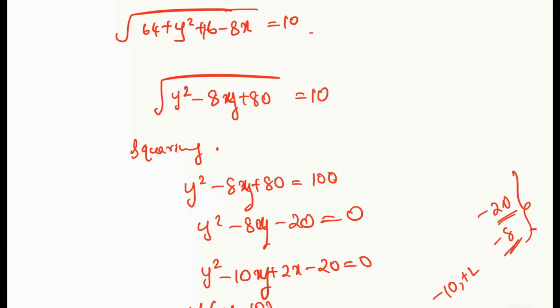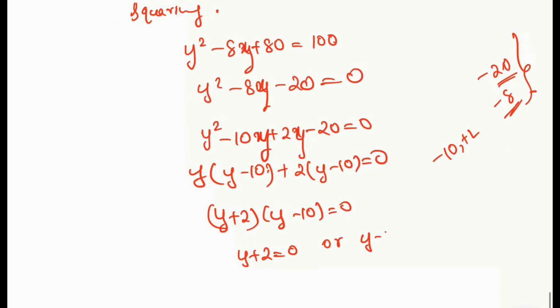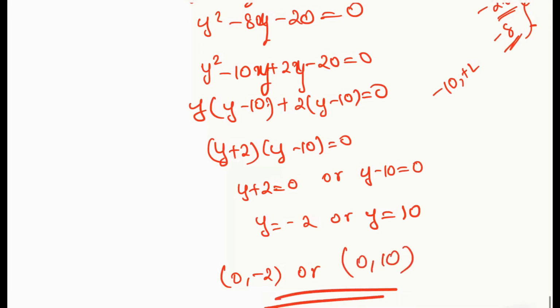So y is common: (y minus 10) plus 2 into (y minus 10) equal to 0. So you get (y plus 2) into (y minus 10) equal to 0. So y plus 2 is equal to 0 or y minus 10 equal to 0. y is equal to minus 2 or y is equal to plus 10. So how do I write my final value? (0, minus 2) or (0, 10). Okay, hope it's clear to you all.